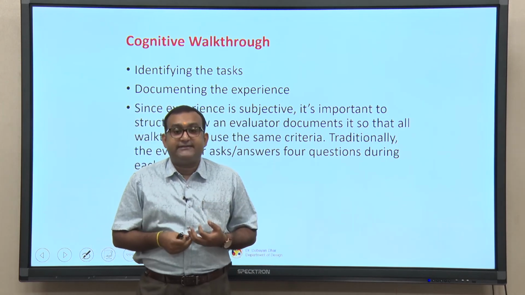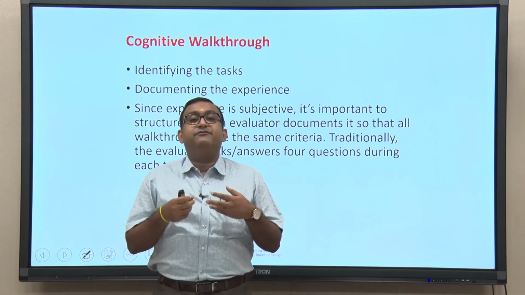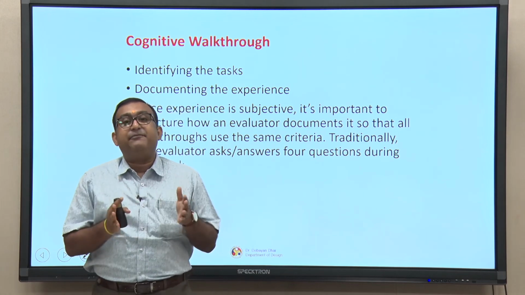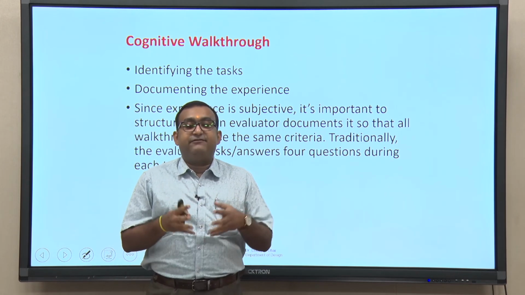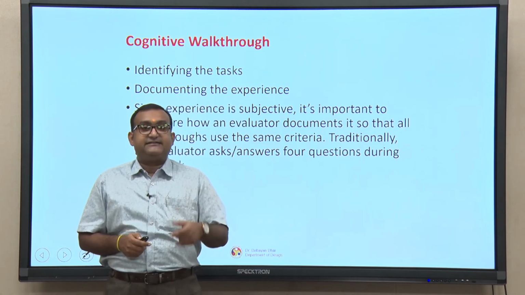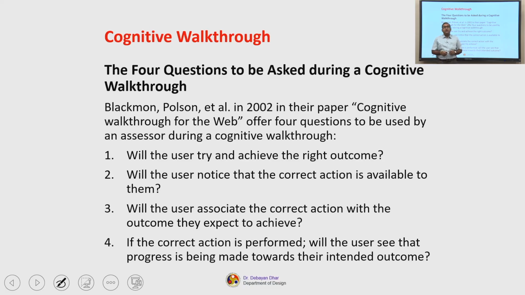Then start identifying the tasks, and document the experience. Since experience is subjective, it is important to structure how an evaluator documents it, so that all walkthroughs use the same criteria. Traditionally, the evaluator asks or comments on 4 questions during each task, and we will see those questions here. These questions have been proposed by Blackmon and Polson in their research paper Cognitive Walkthrough for the Web in the year 2002. And these 4 questions that are to be used by an assessor during a cognitive walkthrough are: will the user try and achieve the right outcome? Okay. So, the focus is on the right outcome.